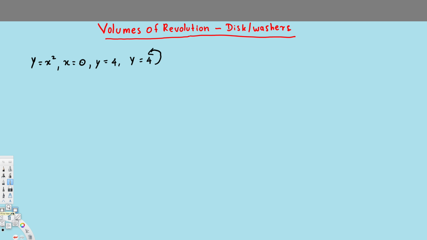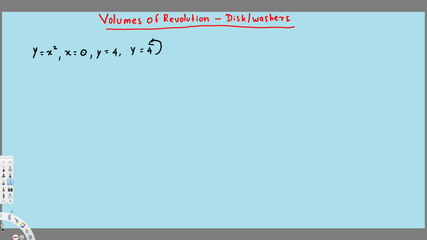What's going on, guys? Let's do this problem right here. Let's find the volume of the given expression. The first thing we do is draw the graph of this function. This is going to be a parabola opening up, since it's a positive x square.